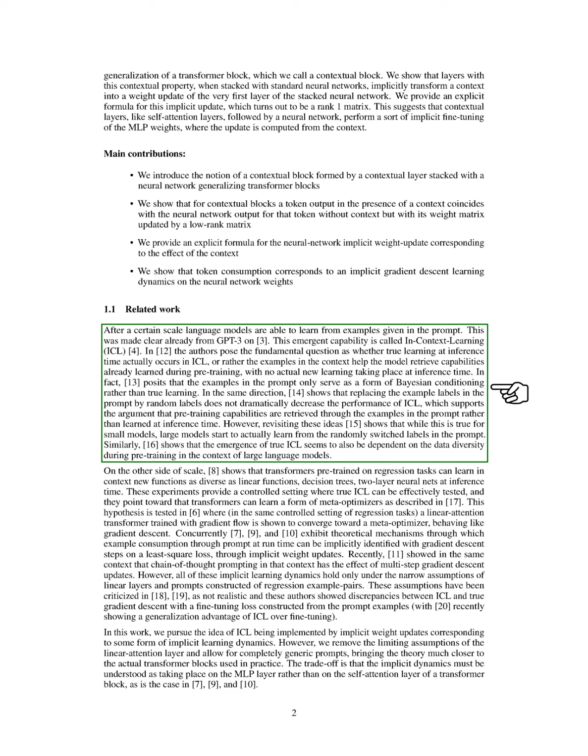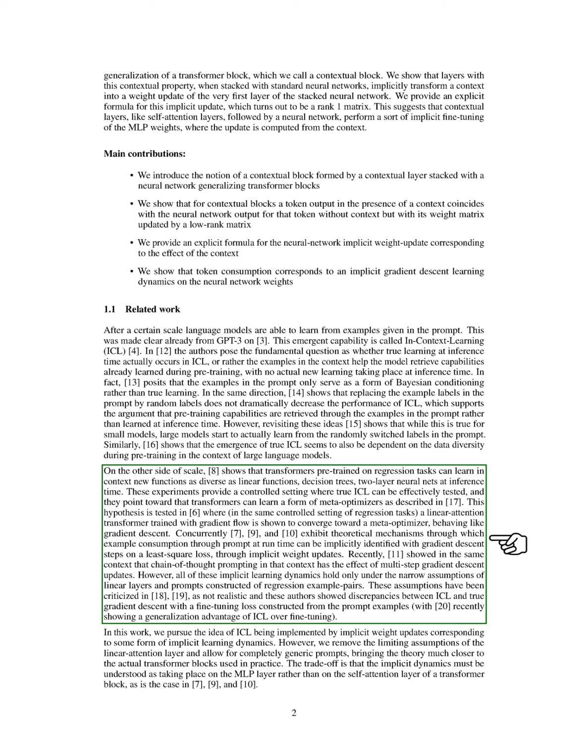We also highlight that large language models can learn from examples in prompts, a capability evident since GPT-3, known as in-context learning, ICL. We question whether this learning is genuine or if it merely retrieves pre-trained capabilities without new learning. Some studies suggest that examples in prompts act more like Bayesian conditioning than true learning. However, we note that while this holds for smaller models, larger models can actually learn from randomly altered labels in prompts. Additionally, the emergence of true ICL seems to depend on the diversity of data during pre-training.